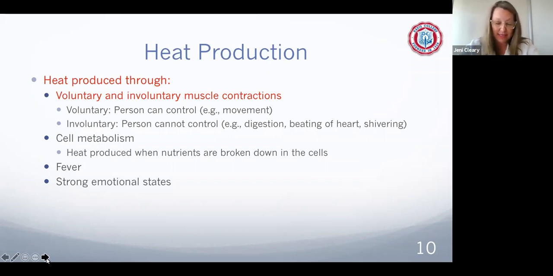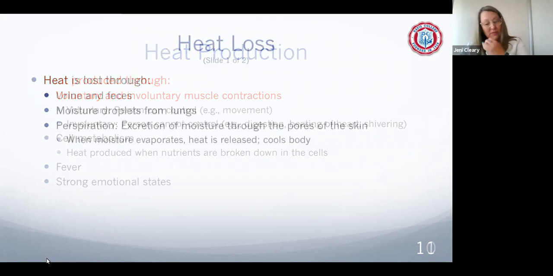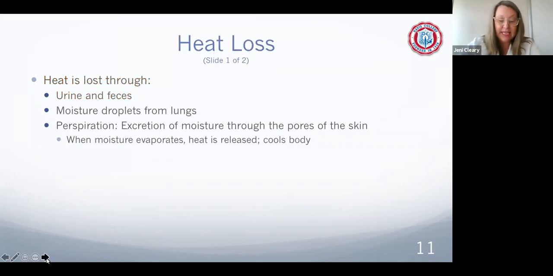Cell metabolism, heat produced when nutrients are broken down in the cells. Fever and strong emotional state. Heat loss: heat is lost through urine and feces, moisture droplets from lungs, and perspiration, which is excretion of moisture through the pores of the skin. When moisture evaporates, heat is released and cools the body.